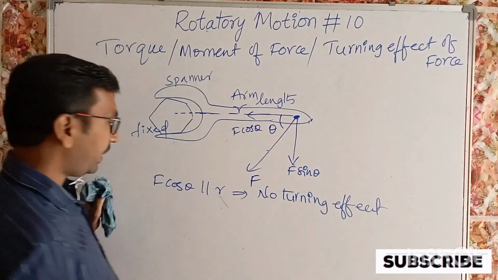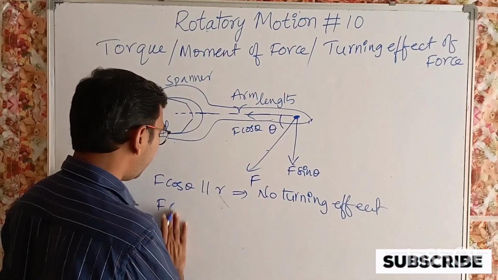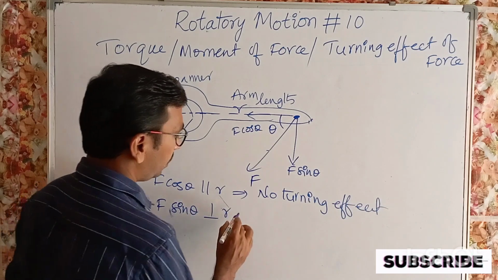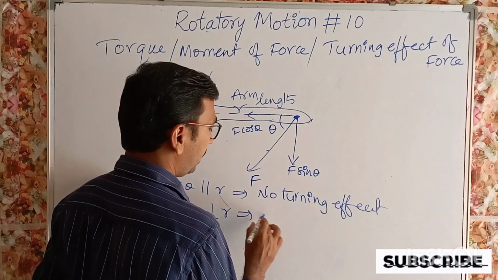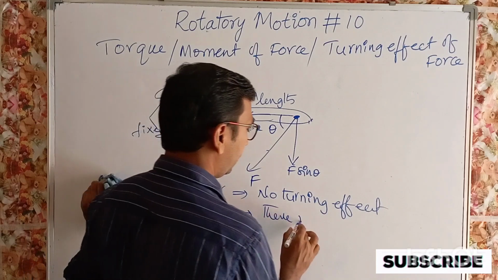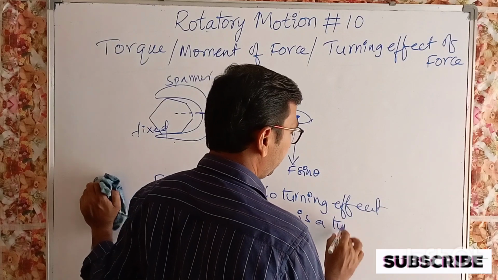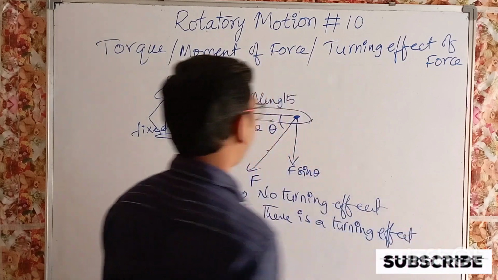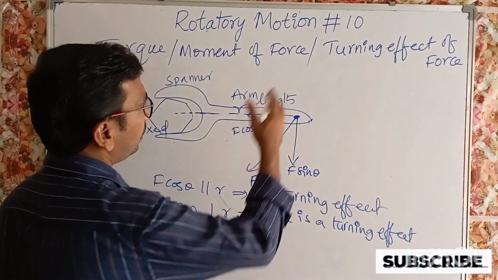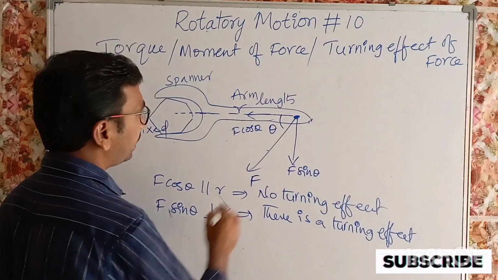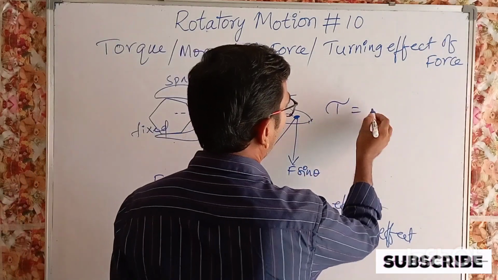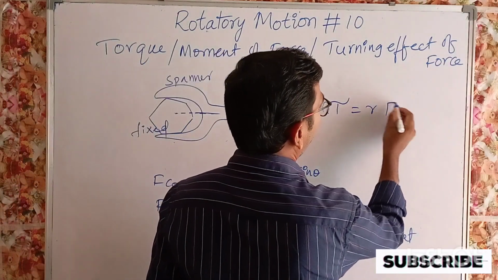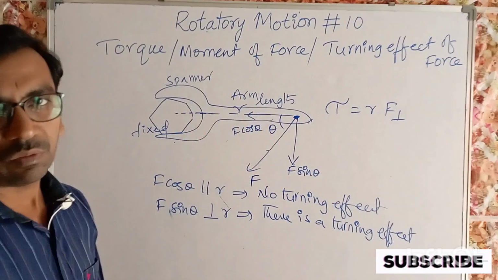F sin theta is perpendicular to the arm length, so there is a turning effect. The turning effect of force is represented by torque, symbol tau. Tau is equal to R into the perpendicular force.